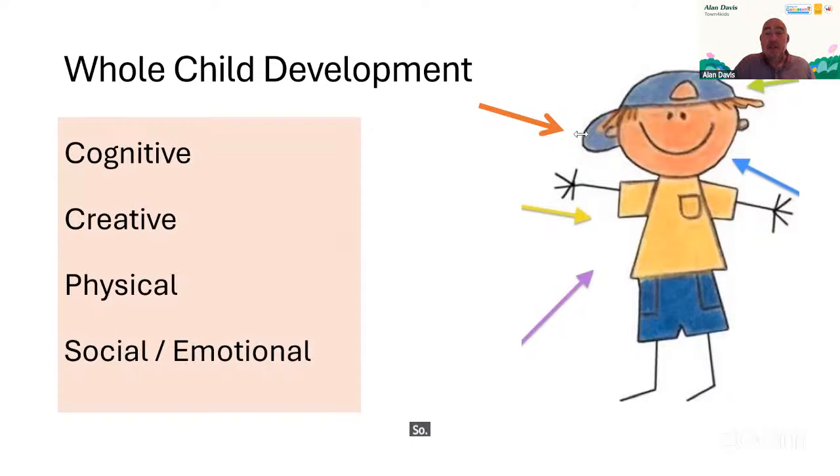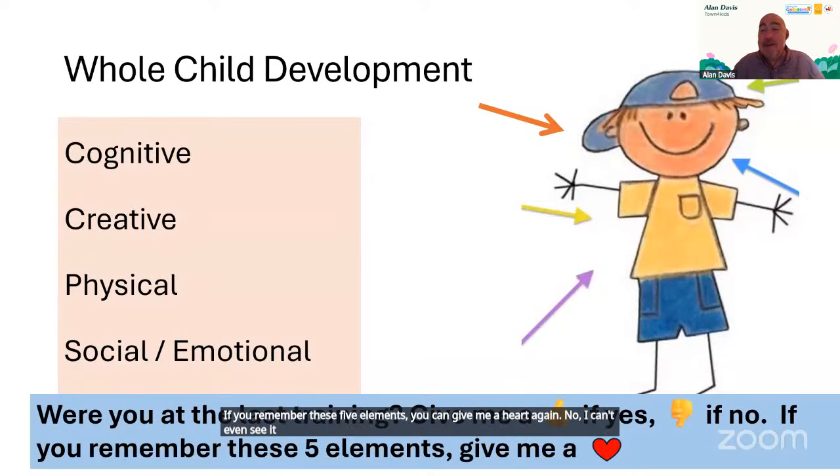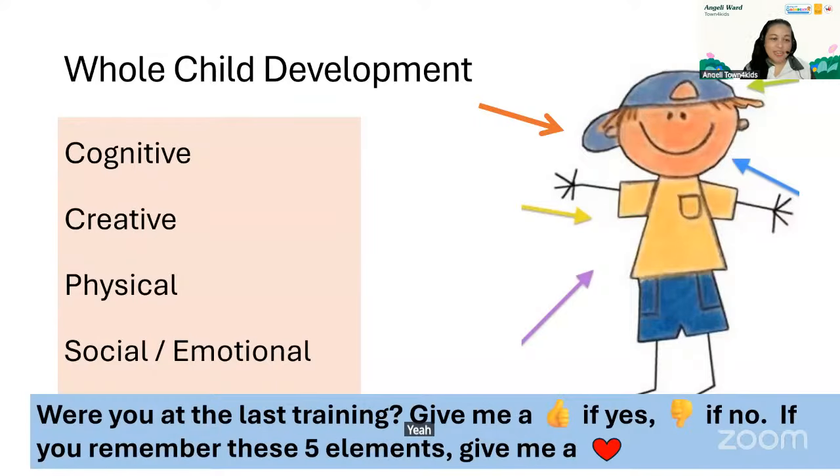Those of you who were here 2 weeks ago actually will probably recognize this picture. So if you were at the last training, give me a thumbs up. If you remember these 5 elements, you can give me a heart again. No, I can't even see it, so I don't know why I'm asking anymore. Angela, you can tell me if you see any. There's a lot of hearts right now. Few thumbs up, but a lot of hearts. That's very interesting. I wonder why I can't see it. Anyway.